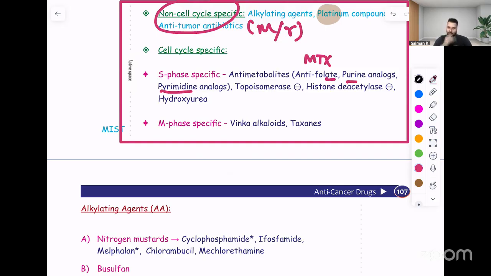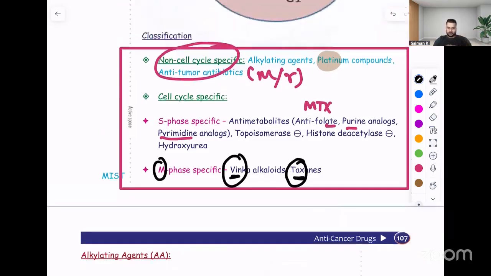Next is M phase. M phase is vinca and taxane. Any drug having Vin is vinca: vincristine, vinblastine. They work on M phase. Taxanes, paclitaxel, docetaxel, they work on the M phase. So once you're done with the classification part, classification is over. You know now how to recognize which drug works where.